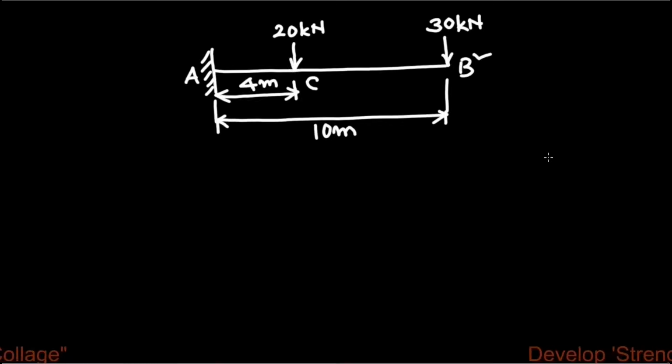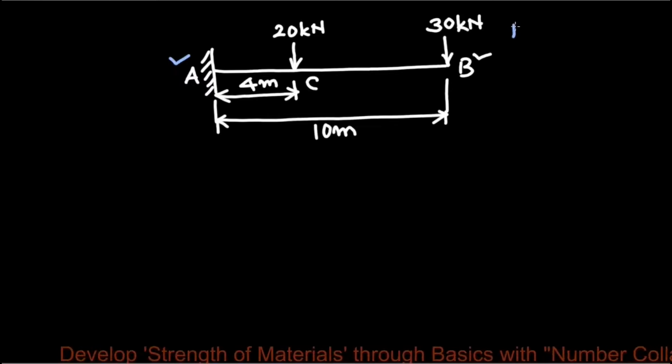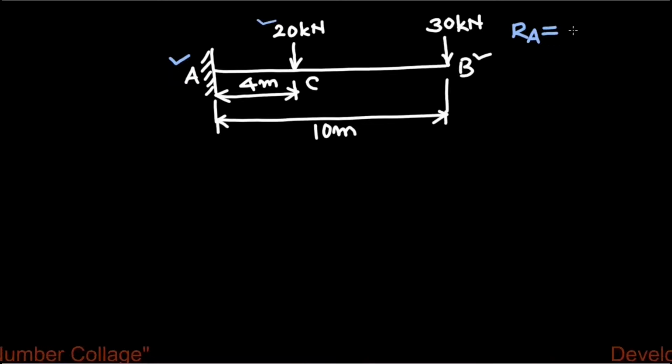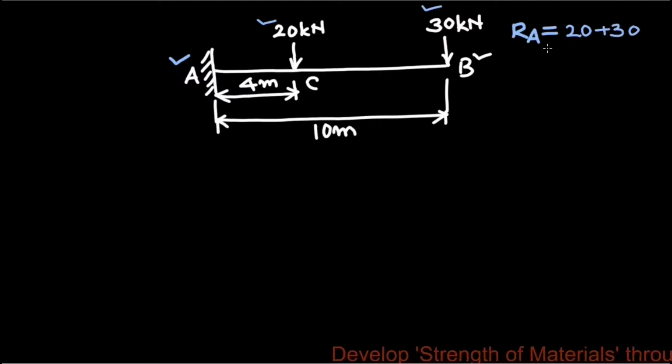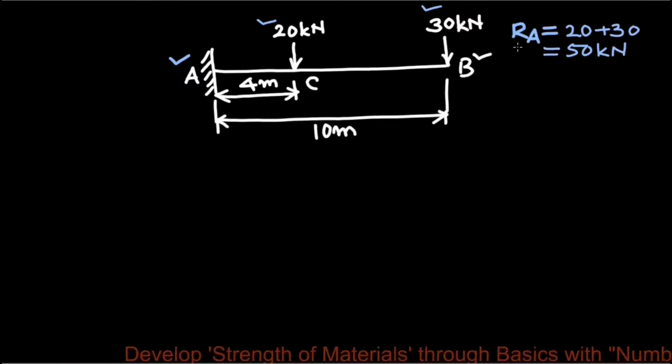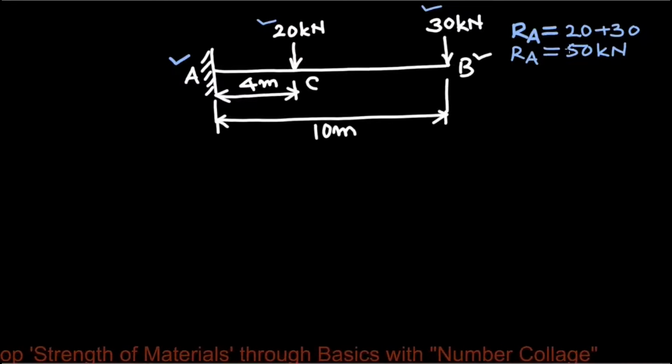First, we will find the reaction at the fixed end A. Let it be Ra, which will be this 20 kilonewton plus this 30 kilonewton. So that will be 50 kilonewton, the reaction at the fixed point A.